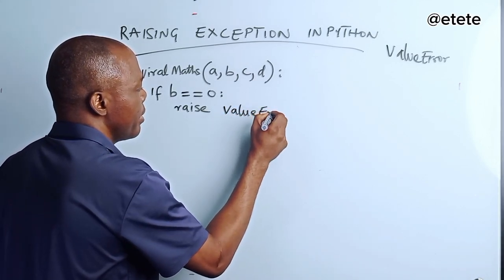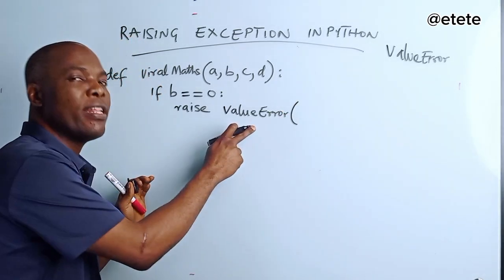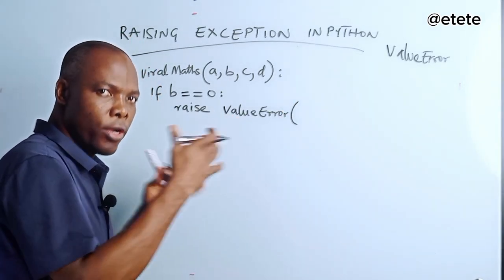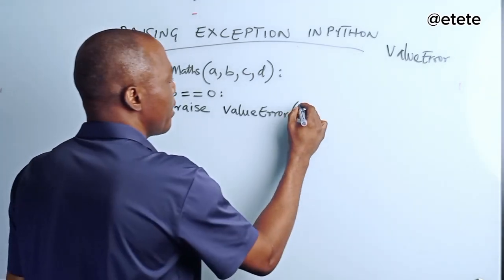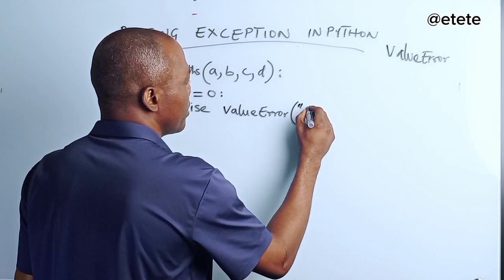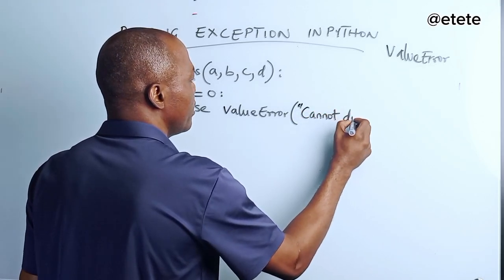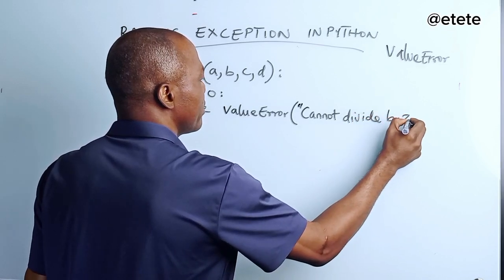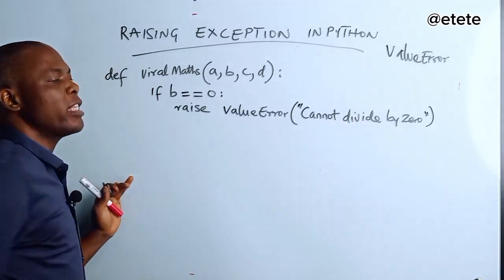value error. But when you raise the value error, I want you to print out a message on the screen. So what is the message that I want you to print out on the screen? I will print out: cannot divide by 0. So I want you to print out this message.